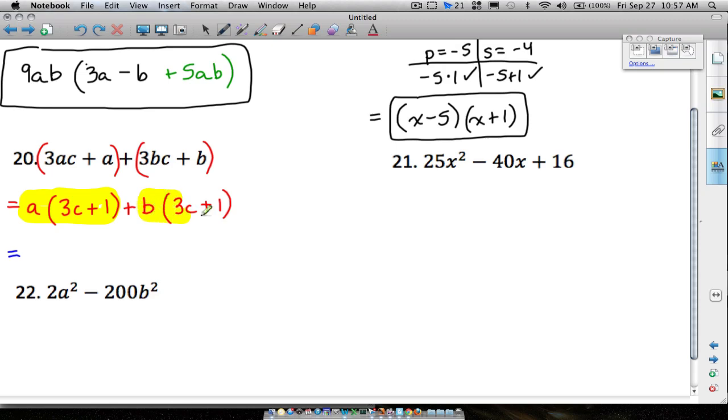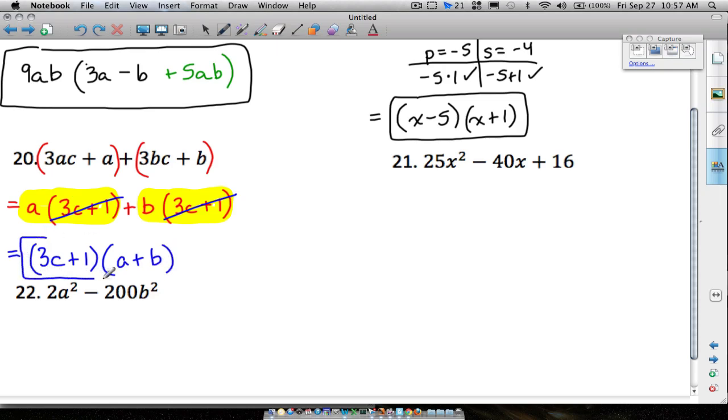Now that we have done that, looking at our two big pieces, we have this piece here and this piece here. They're separated by that plus in the middle. What do they have in common? They have that 3c plus 1 in common. So if we factor that out, and the way I mentioned this in class, if you're factoring it out, just cross it out and look at what you have left. You have a plus b. All right, and that's it for that one.